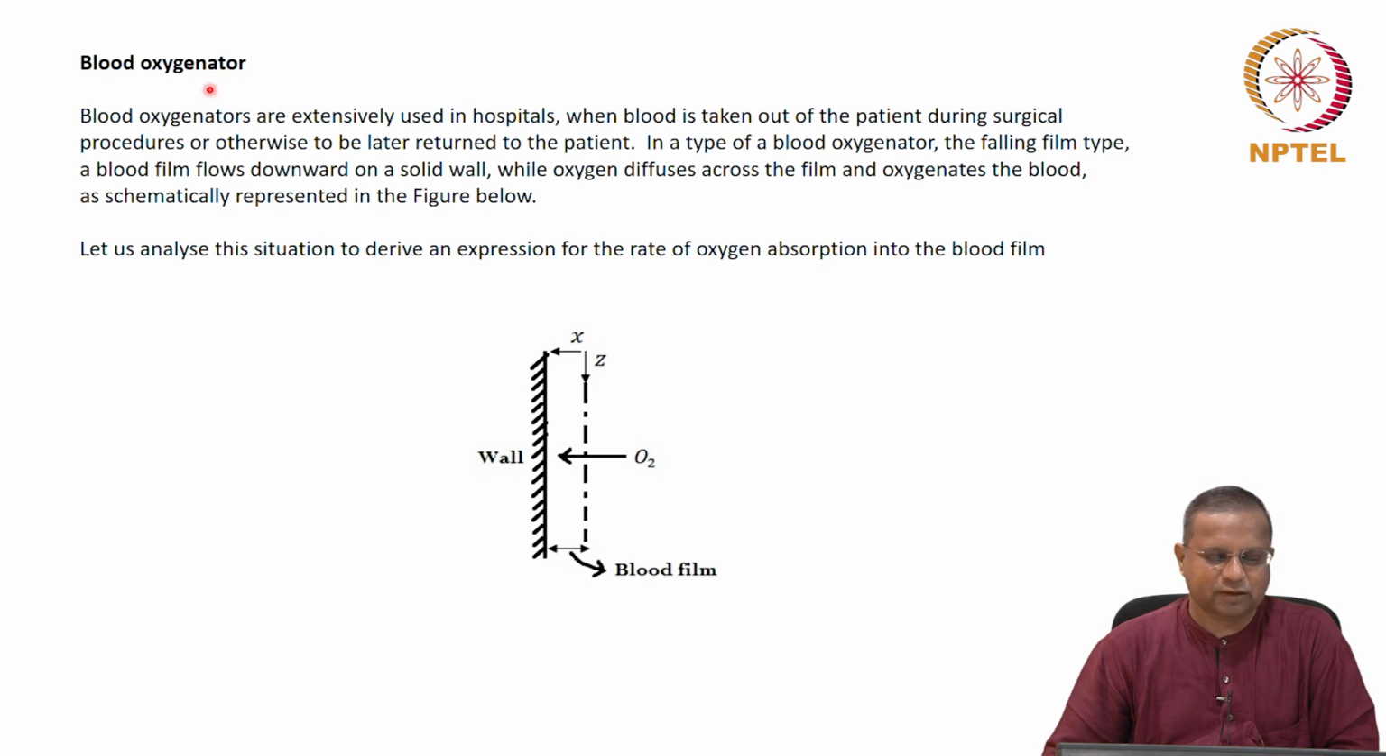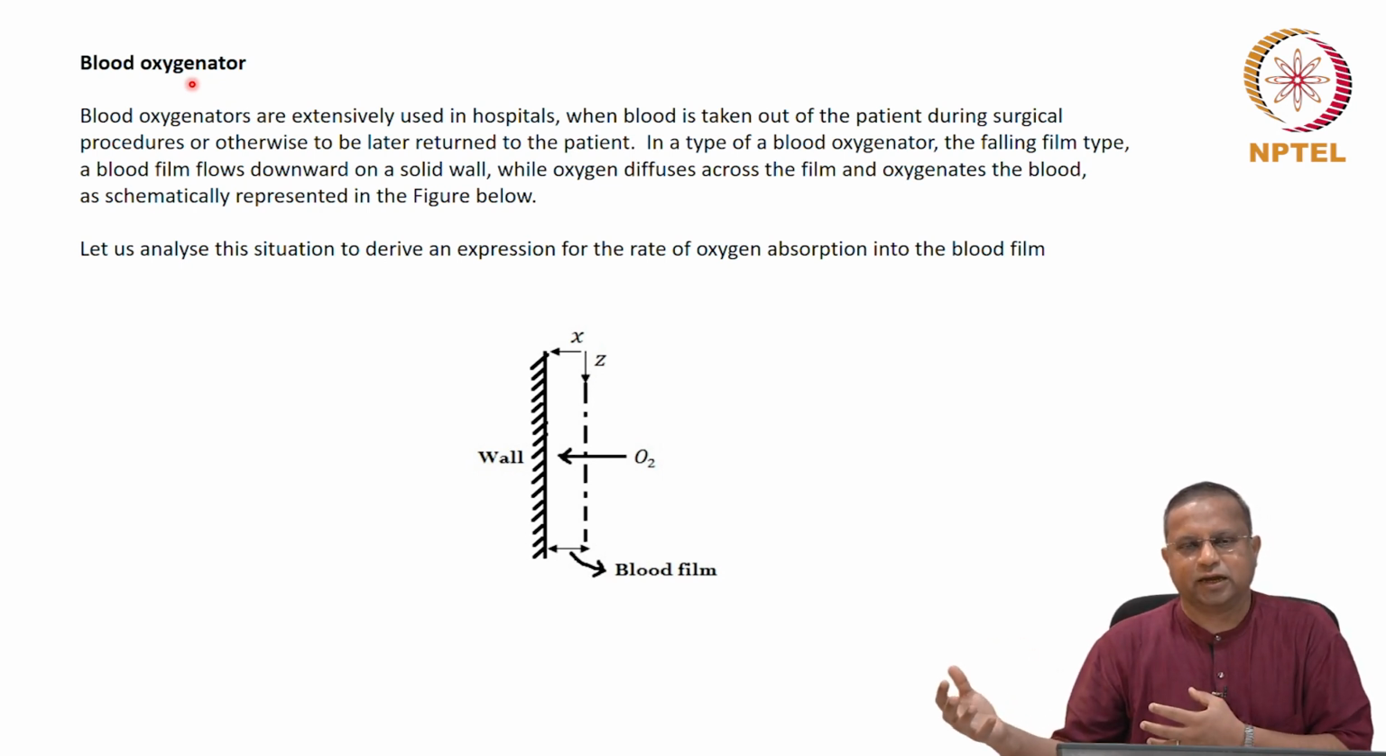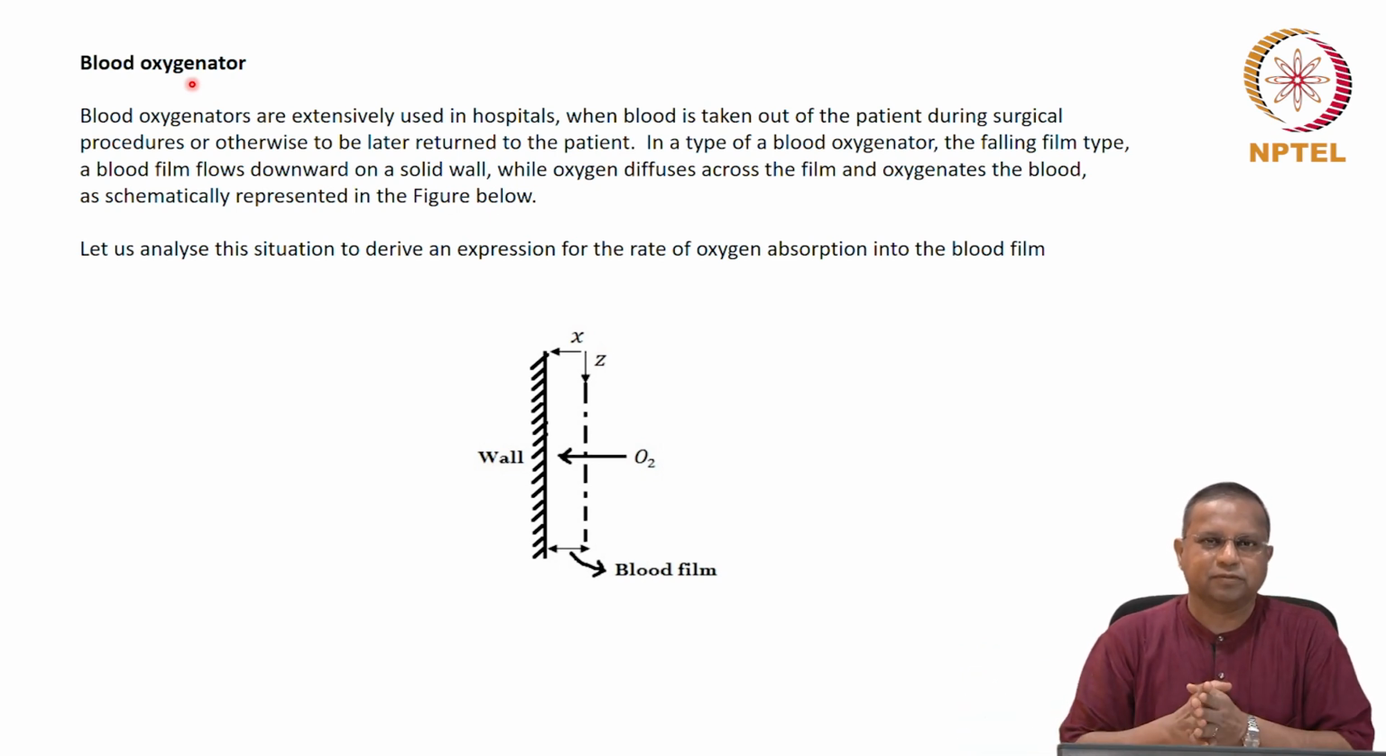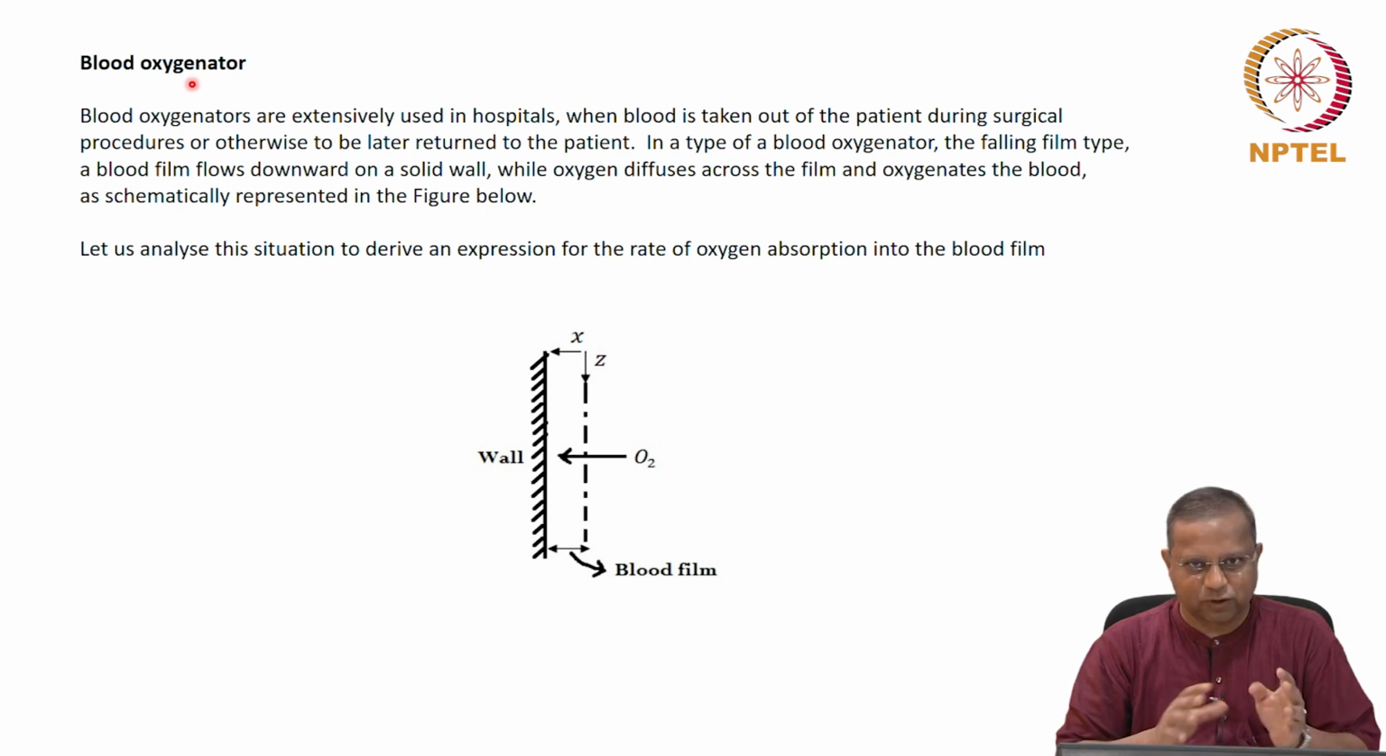Not just in this situation, in many different situations, a blood oxygenator, where the blood is taken out of the body and a device is used to oxygenate the blood, becomes essential, especially during open heart surgeries and so on and so forth. This is the basis of the heart-lung machine, or one of the important aspects of the heart-lung machine.